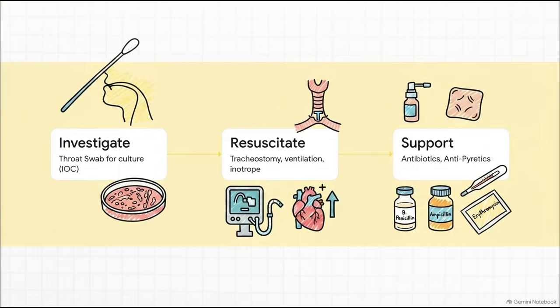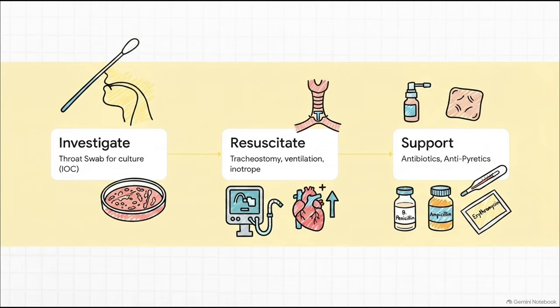The investigation of choice is super straightforward, a throat swab for culture, but listen closely. You do not wait for the culture to come back before treating a toxic patient. Resuscitation is your absolute first priority. You might need to do a tracheostomy for that airway obstruction, set up mechanical ventilation if phrenic nerve palsy has set in, and push inotropes to support a failing heart.